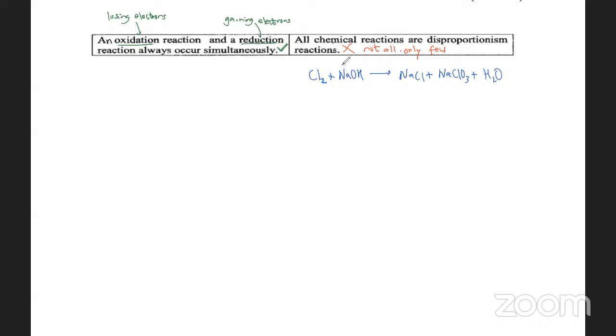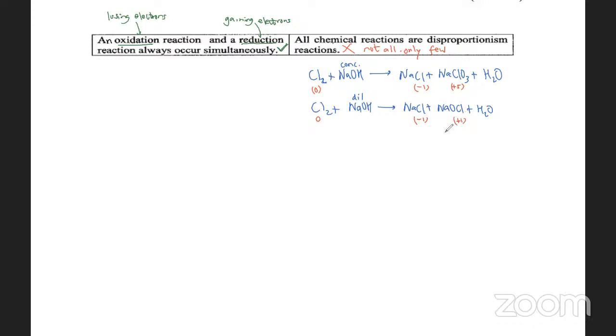Chlorine. When chlorine reacts with concentrated sodium hydroxide, and when chlorine reacts with diluted sodium hydroxide, it will still undergo disproportionation, but with different products. Sodium chloride, sodium hypochlorite, and water. Here chlorine is 0 oxidation number, here chlorine is -1, and here chlorine is +5. Same element undergoing both oxidation and reduction.